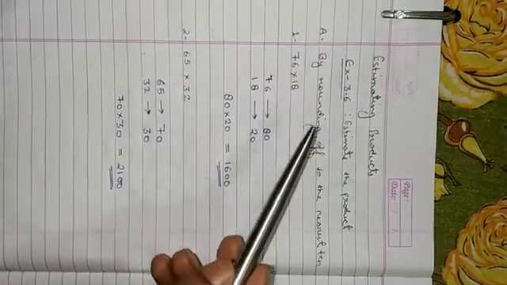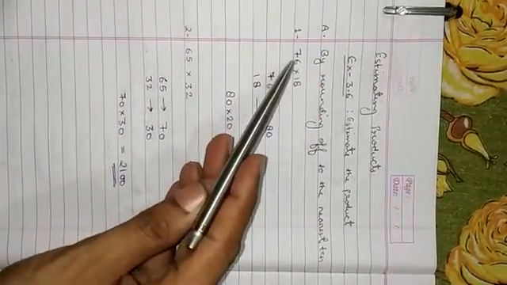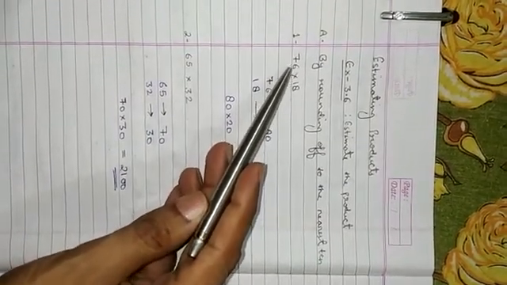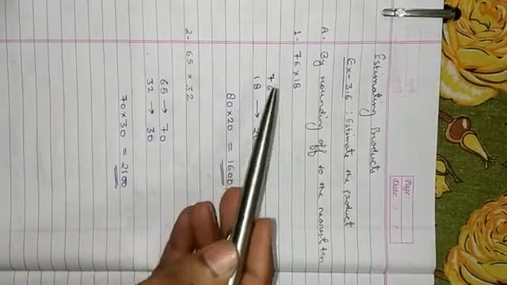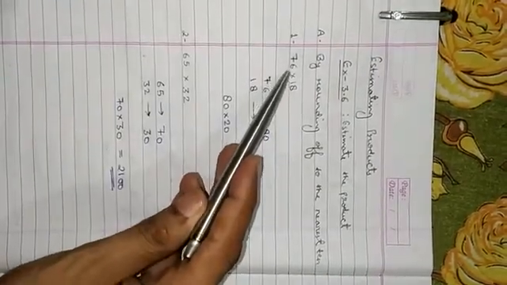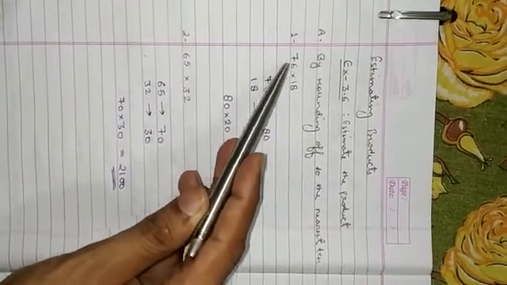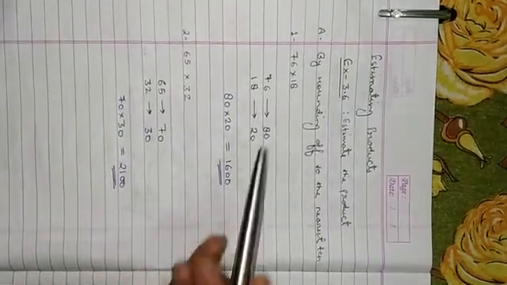But to which number do we have to round off? First we have to check the ones digit. Here the ones digit is 6. If the ones digit is greater than or equal to 5, then we will round off to the greater number, means 80. Okay, so 76 rounds off to 80.